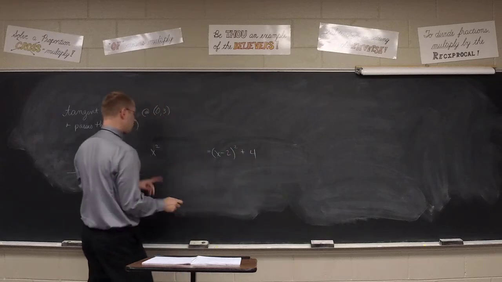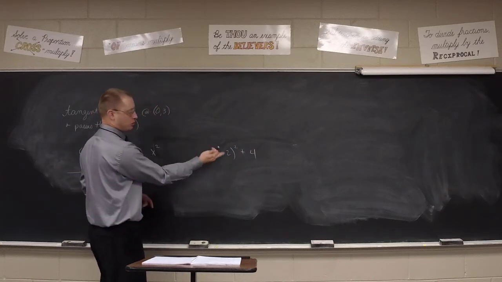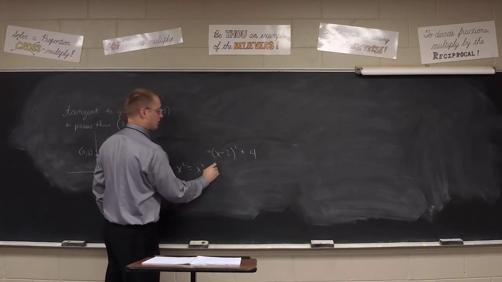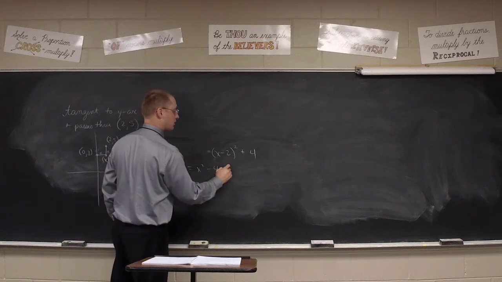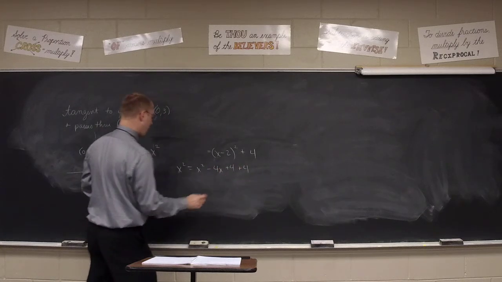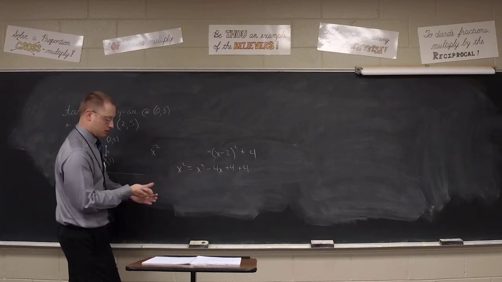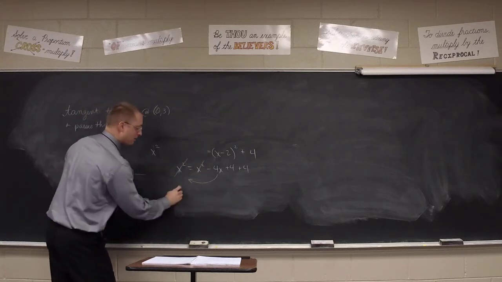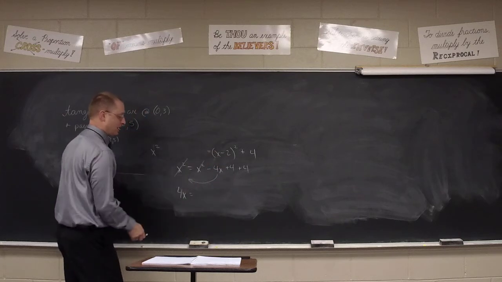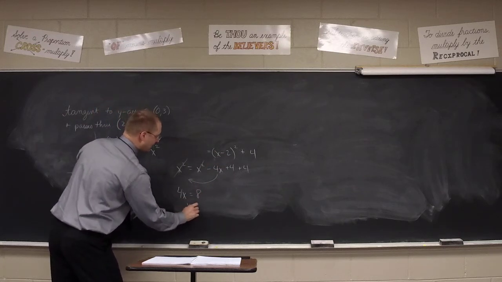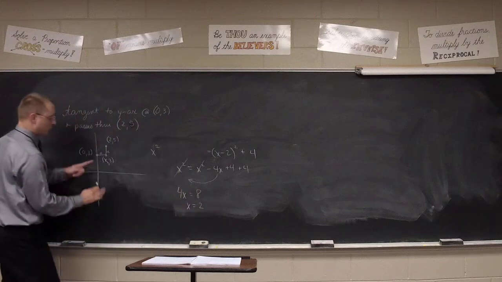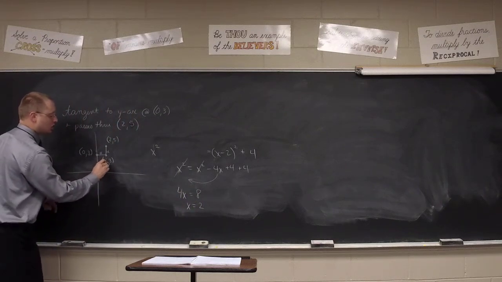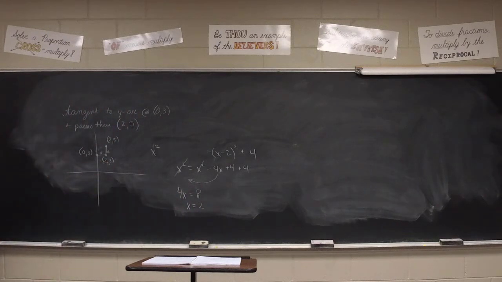All right, so we could say that x squared is equal to x squared minus 4x plus 4 plus 4. And what's going to happen with these two x squareds? They're going to cancel. Let's move the 4x over as a positive 4x. We'll combine the 4 and 4 to get 8. And what is our x value? 2. So apparently the center here is 2, 3.